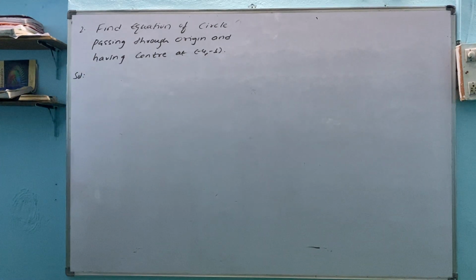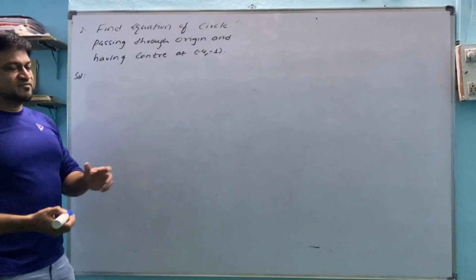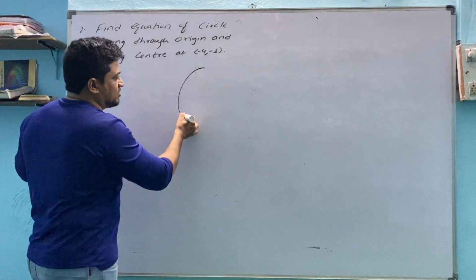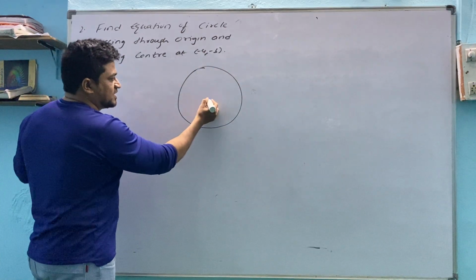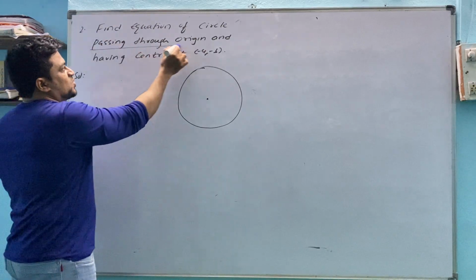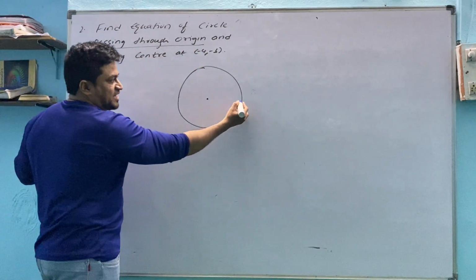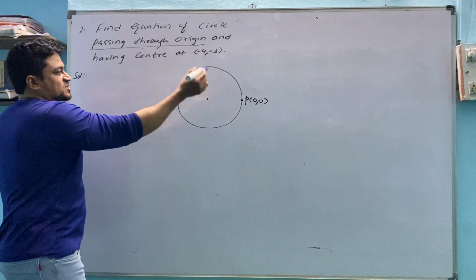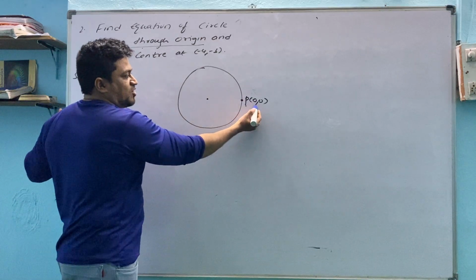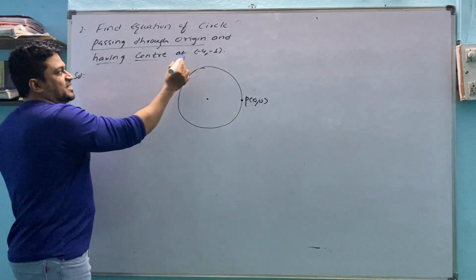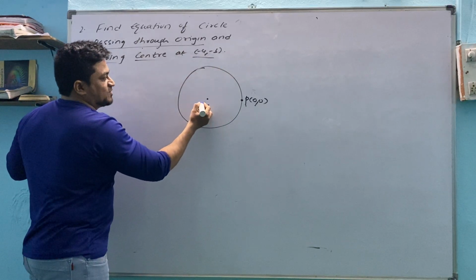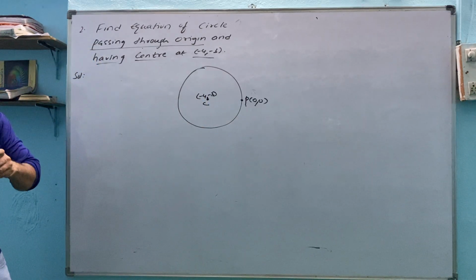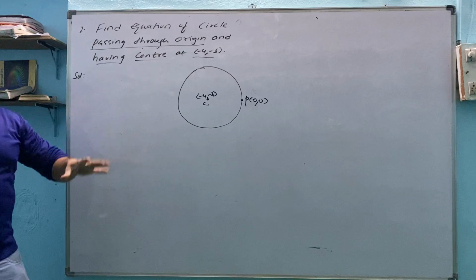Find the equation of circle passing through origin and having center at -4, -3. So first you can represent this on the figure. There is a circle and what is given to us: passing through origin. Passing means on the circle; if you are writing any point on the circle, that is a passing point. Passing through origin, so I have considered passing point P, origin is 0, 0. And having center at -4, -3. So two things we have on a circle: center as well as a point on the circle.